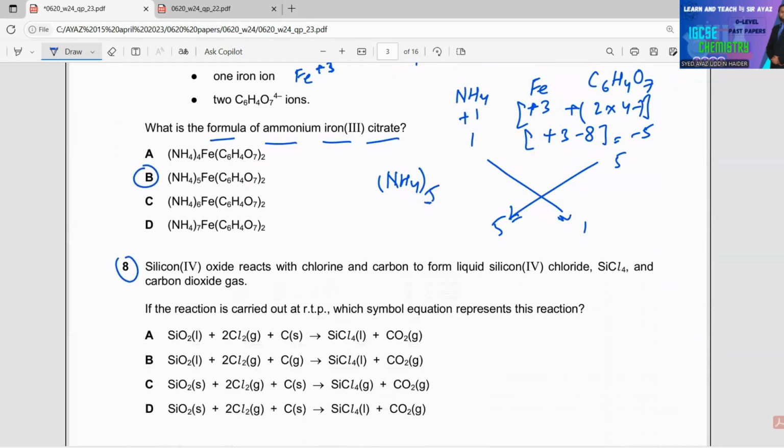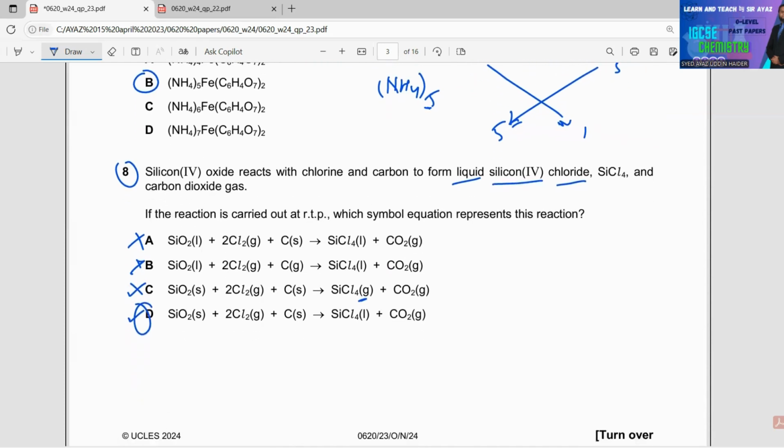So next MCQ, which is 8. Silicon(IV) oxide reacts with chlorine and carbon to form liquid silicon(IV) chloride, SiCl4, and carbon dioxide gas. If the reaction is carried out at RTP, which symbol equation represents this reaction? We should know the state of silicon(IV) oxide at RTP, which is solid. So either C or D is correct. Both A and B are incorrect, because in A and B they have taken liquid as the state for SiO2. Looking at C: SiO2 solid, correct, plus 2Cl2 gas. Chlorine exists in the gas state, this is also correct. Plus C solid, also correct. SiCl4 gas is incorrect, because they said liquid silicon(IV) chloride. So automatically D must be the right choice in this case.